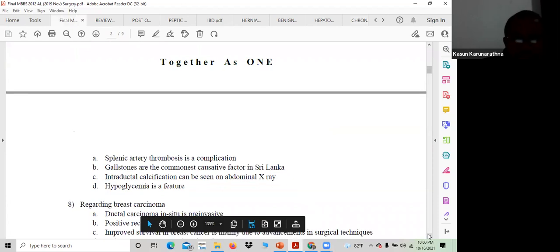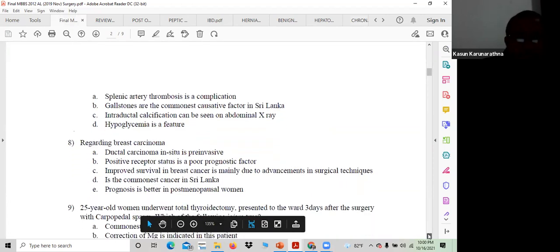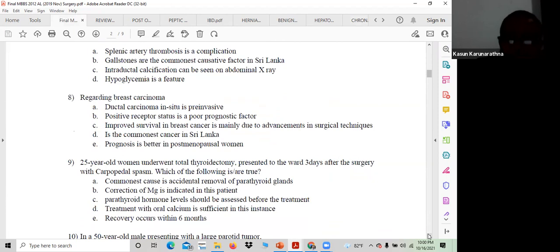Regarding breast carcinoma, ductal carcinoma in situ is pre-invasive. Yes, as its name implies, it has not invaded. Positive receptor status is a poor prognostic factor: false. ER/PR positive is a good prognostic factor. And HER2 positivity is also no longer a poor factor, as there is now targeted therapy, so it's false.